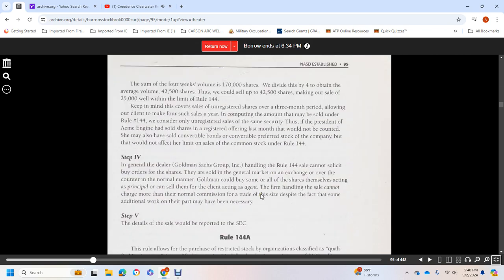Step 4. General dealers, such as Goldman Sachs Group Incorporated, handling Rule 144 sales cannot solicit buy orders for the shares that are sold at the general market, on the exchange or over the counter in the normal manner. Goldman can buy some or all of the shares themselves, acting as a principal, and can sell them for the client acting as an agent. The firm handling the sale cannot charge more than the normal commission for the trade, despite the fact that some additional work on its part may be necessary.